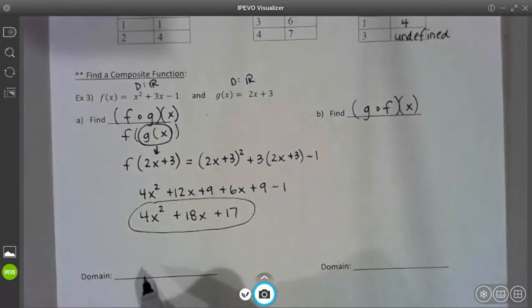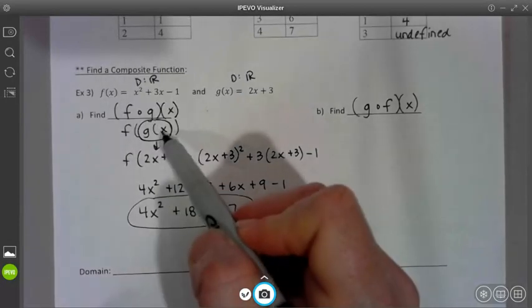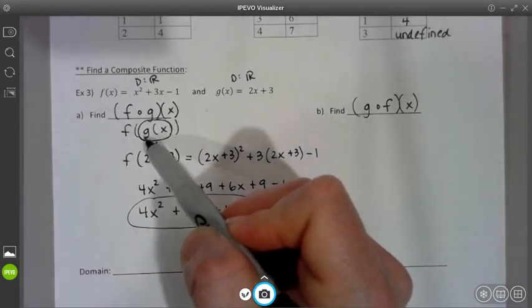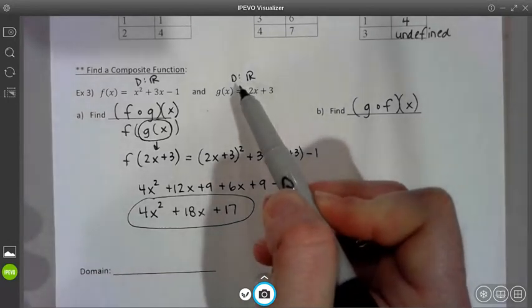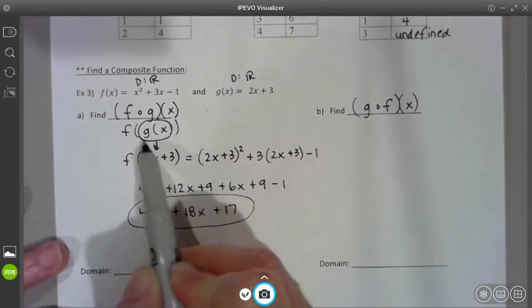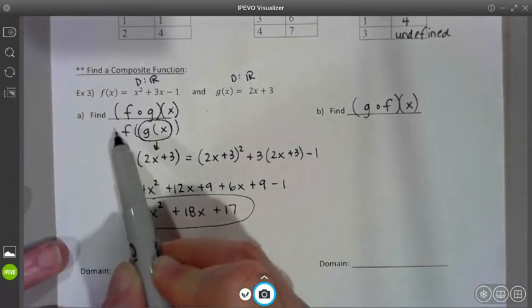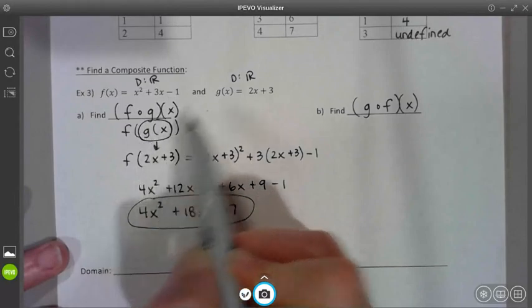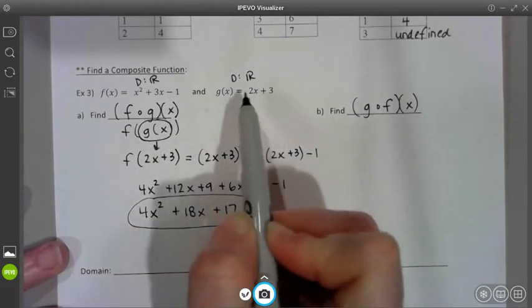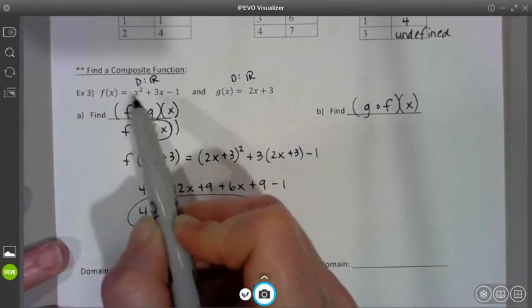And then the domain. Well, guys, if you think about it, first, x would go into function g. So x would have to be in g's domain. But g's domain is all real numbers, so there's no restrictions that I have to worry about. And then his output, g of x, would have to go into function f. But function f's domain is all real numbers. So there's no number that could possibly come out of this function that would not be in function f's domain.